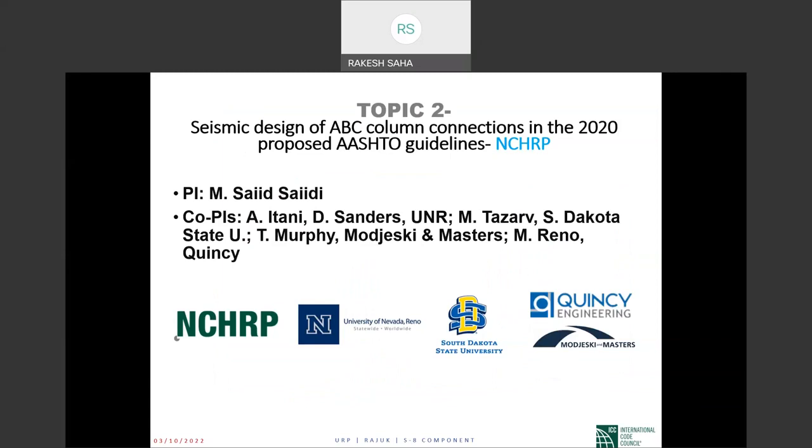In topic two, I'm going to talk about the proposed seismic design guidelines for ABC connections. This was a document that we prepared based on research and studies that we did under the NCHRP, the National Cooperative Highway Research Program. In this project, we worked with some practicing engineers who did some design examples, as well as helped with the development of the design guidelines.